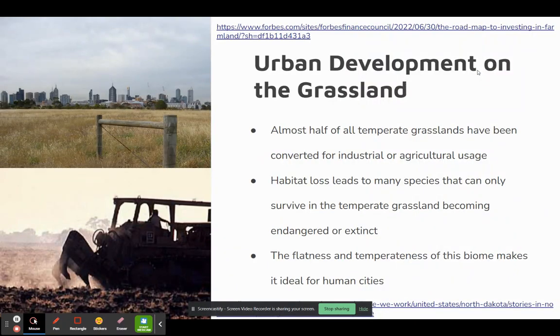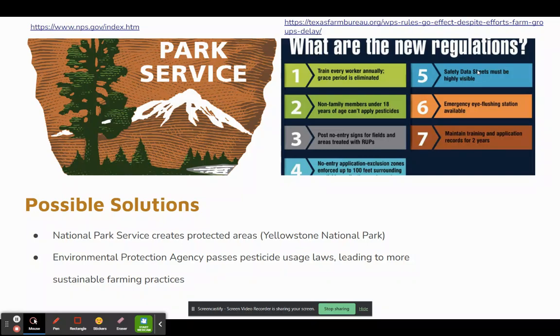Then finally, the most important impact and kind of the cause of all these other ones is human urbanization. Now, this statistic I have here is from National Geographic and is quite shocking. Almost half of all temperate grasslands have been converted for industrial or agricultural usage. So, habitat loss means that many of these species that are endemic, only surviving in the temperate grassland, are becoming endangered or extinct. But of course, the flatness and temperateness of this biome makes it ideal for human cities, such as Austin. So, what can be done?